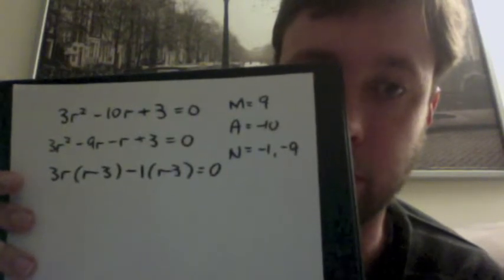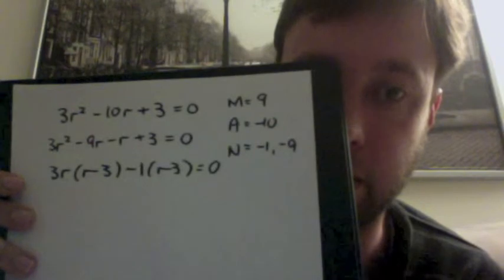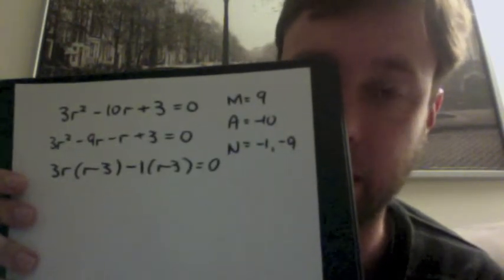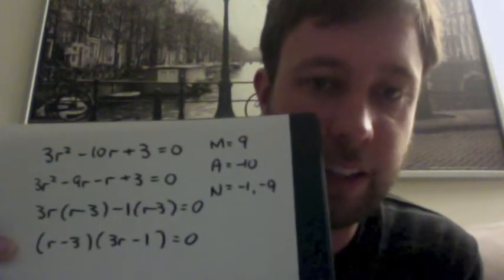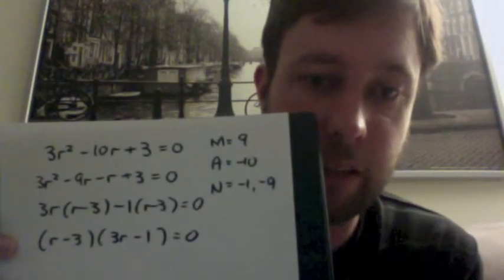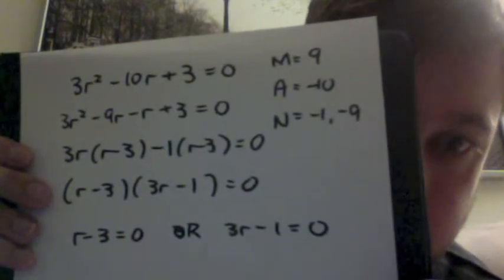So the first two numbers that we had last time. The second one is the greatest common factor of negative 1. We factor out that negative 1 and we get negative 1 times r minus 3. Next, we common factor out the r minus 3, so we get r minus 3 times 3r minus 1, and that's equal to 0. Next, we make use of something known as the zero principle.